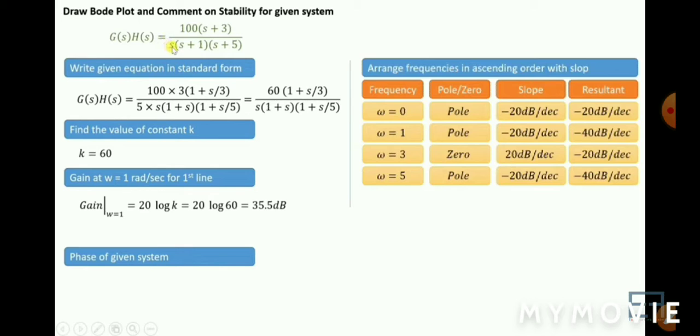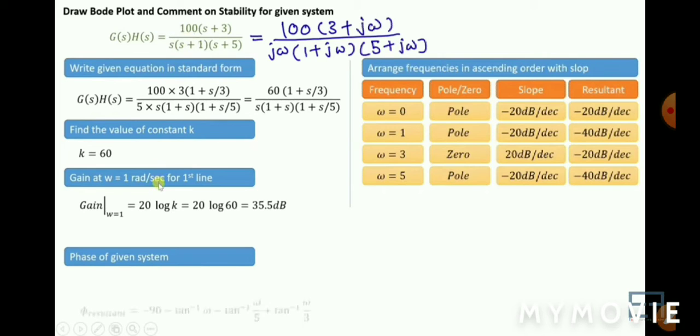Now, we will go for the phase angle table. The angle of G(s)H(s): the angle of 100 is 0. Before converting this into angular form, s plus 3 is written as 3 plus j omega. So, s will be replaced by j omega, giving j omega, 1 plus j omega, 5 plus j omega.